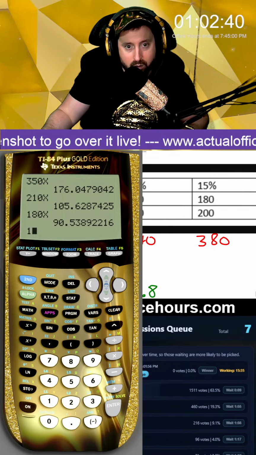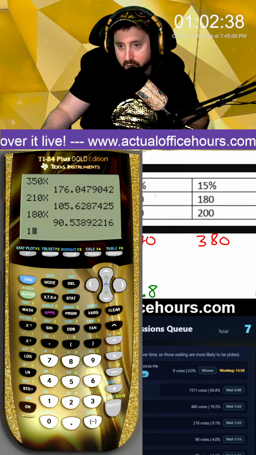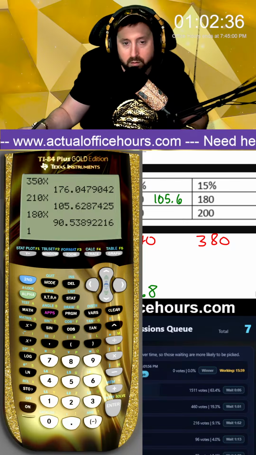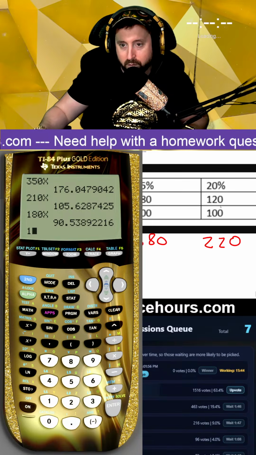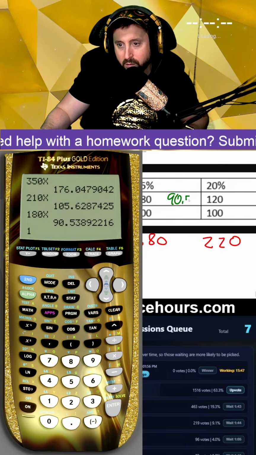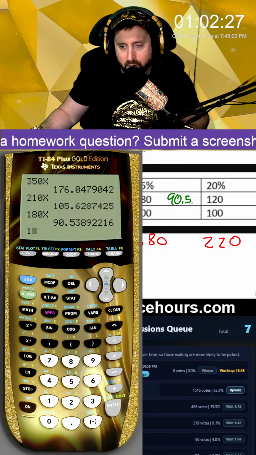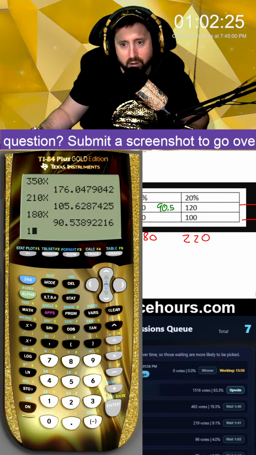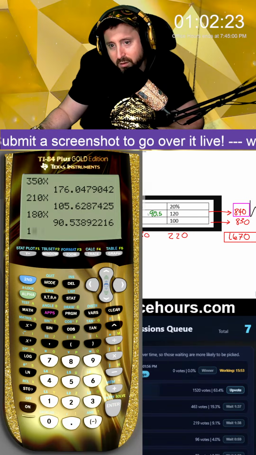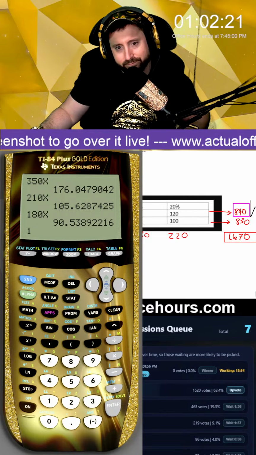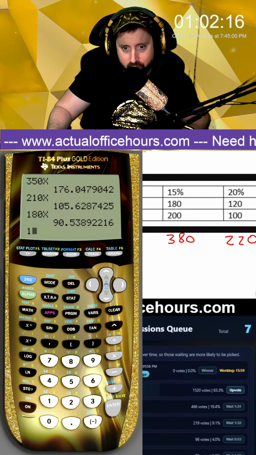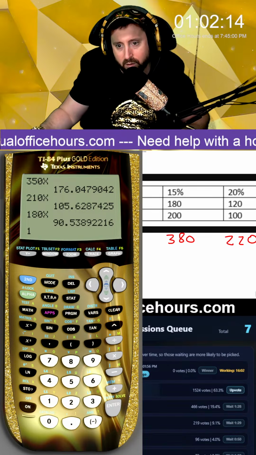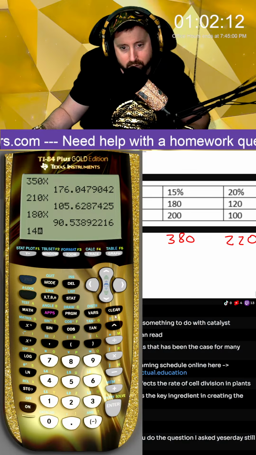This is 105.6. And this is 90.5. Oh wait, I messed it up, sorry. It's not 210x. Oh man, brain today. 350x is okay. This is supposed to be 176. Okay. The other one is 440x.